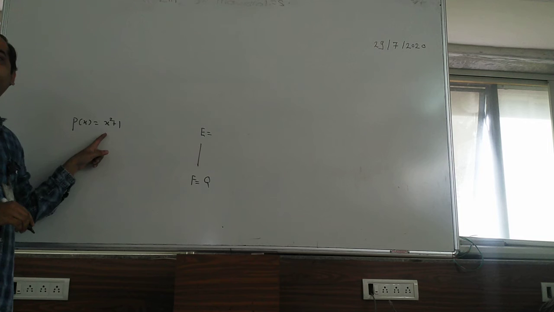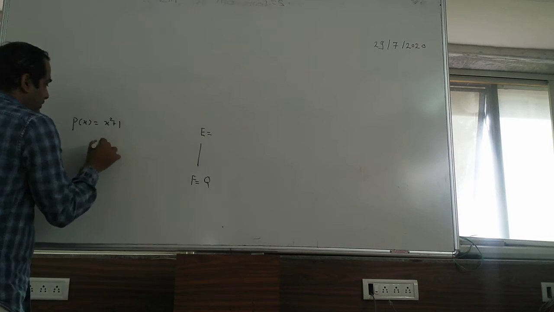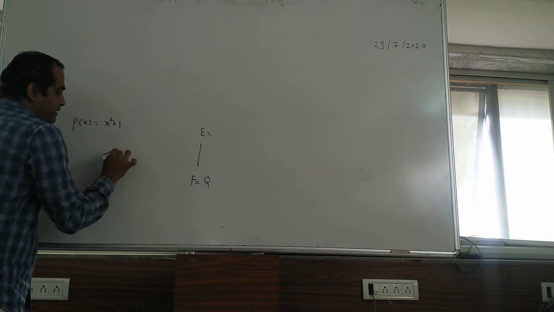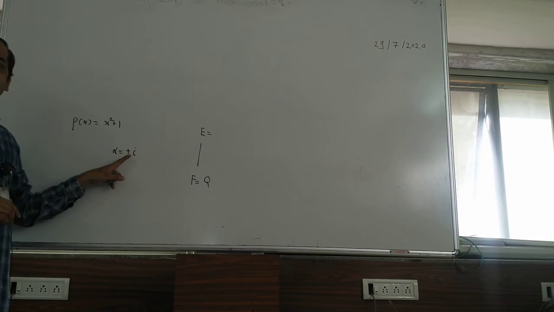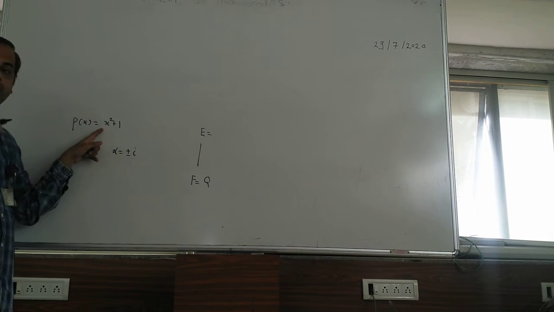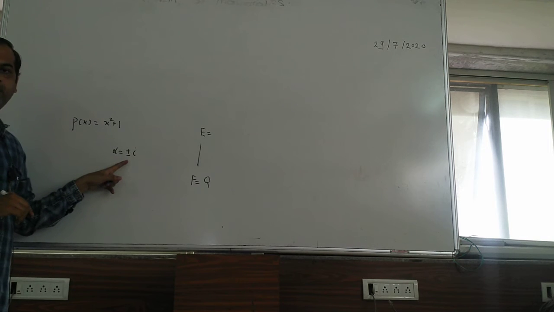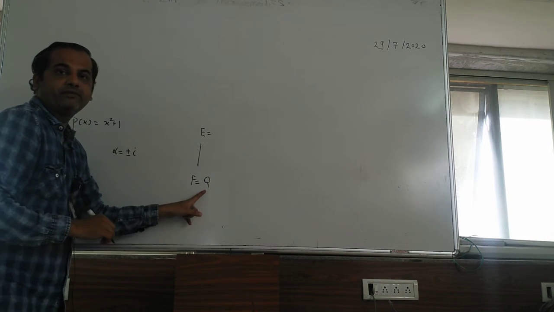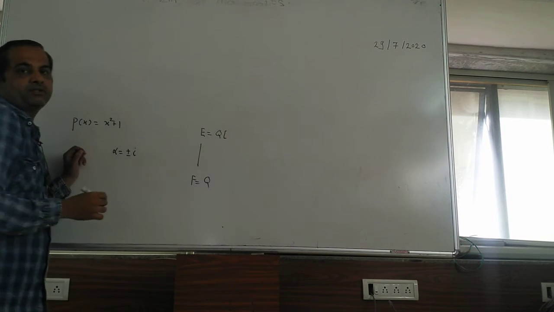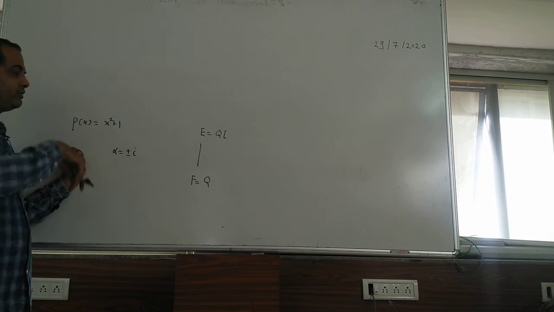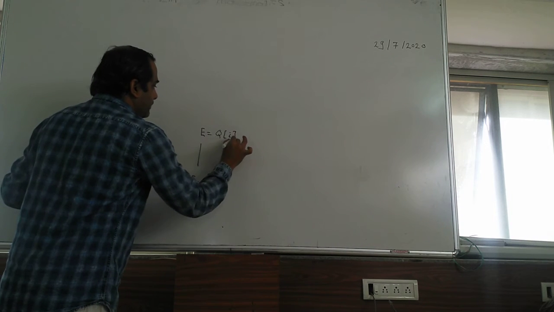So we are going to find out a field extension in which the roots lie. So what are the roots? Alpha is equal to plus minus i. Okay. So we are going to attach these roots, which are roots of an irreducible polynomial, to this field F and extend it. So what do you have? Q of plus or minus i. But once you have i, you have minus i also. So it is just i.